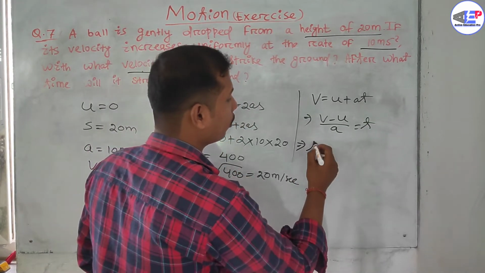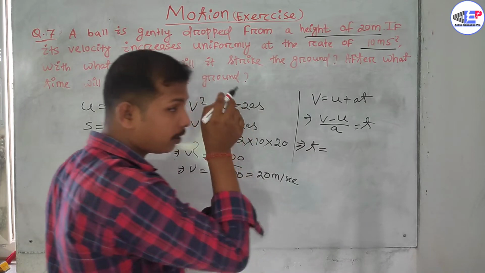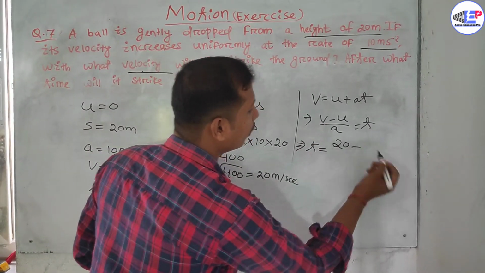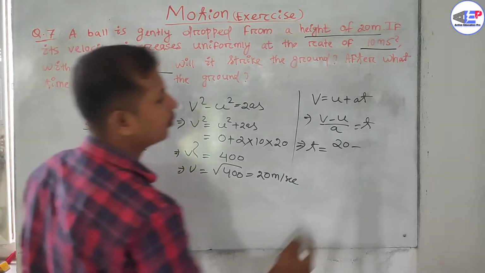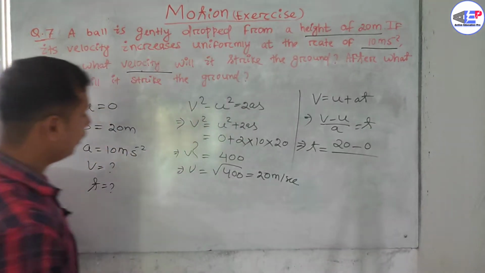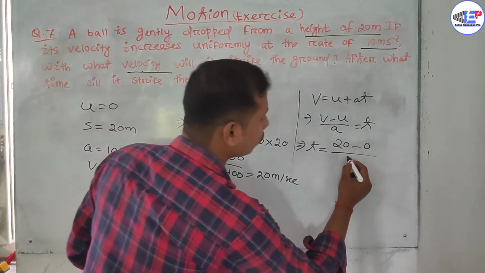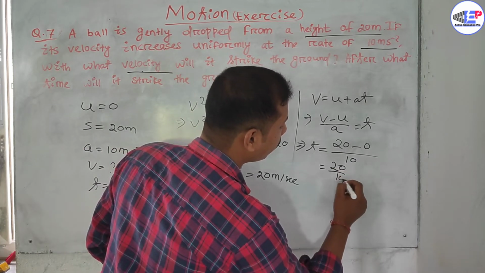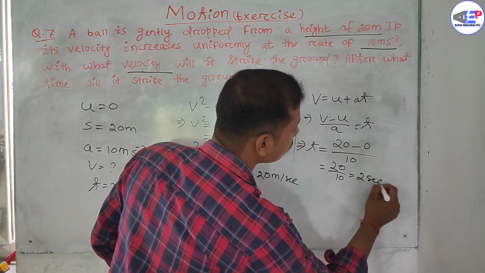So the value of t will be equal to, here v is 20, u is 0 and a is 10. So the value of t will be equal to 20 by 10, which is 2 seconds.